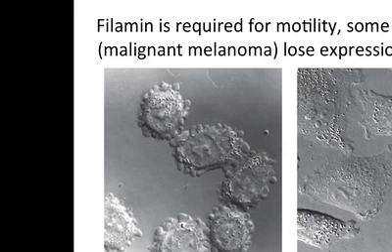So filamin is required for motility. So some cancer cells in malignant melanoma lose expression of filamin. So here is a cancer cell that lost expression of filamin. And here's a cancer cell that has filamin. Do they look the same or different? So let's think a minute about filamin and what it does, how the cells look. Would you say that this is good for cancer or bad for cancer? It's great for cancer. Why do you think it's great?